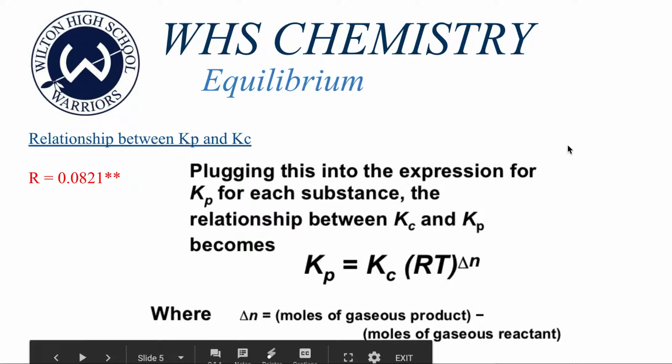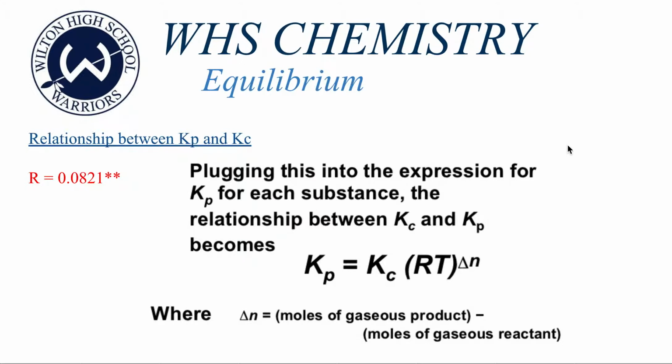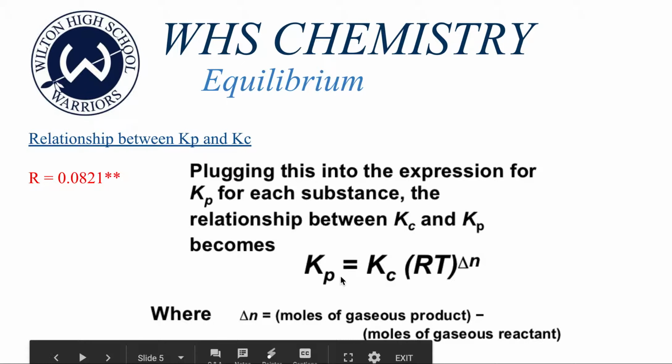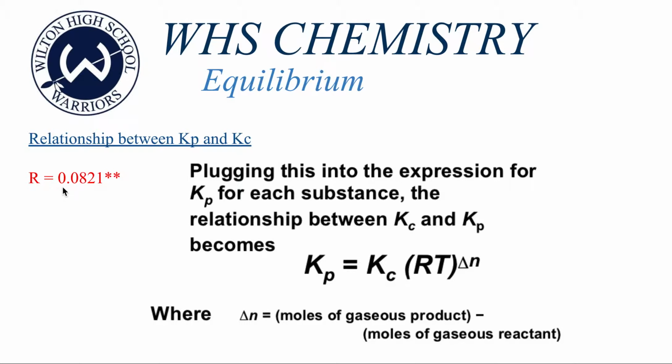So the relationship between Kp and Kc is just a simple equation. Kp is equal to Kc times (RT) to the delta n, and delta n is the moles of gaseous product minus moles of gaseous reactant. So Kp, like I said before, is for when you have partial pressures and you're using gases, and Kc is when you have aqueous solutions. And R, don't get confused, there's two different R values you're bouncing between, and R here is 0.0821, so just remember that.